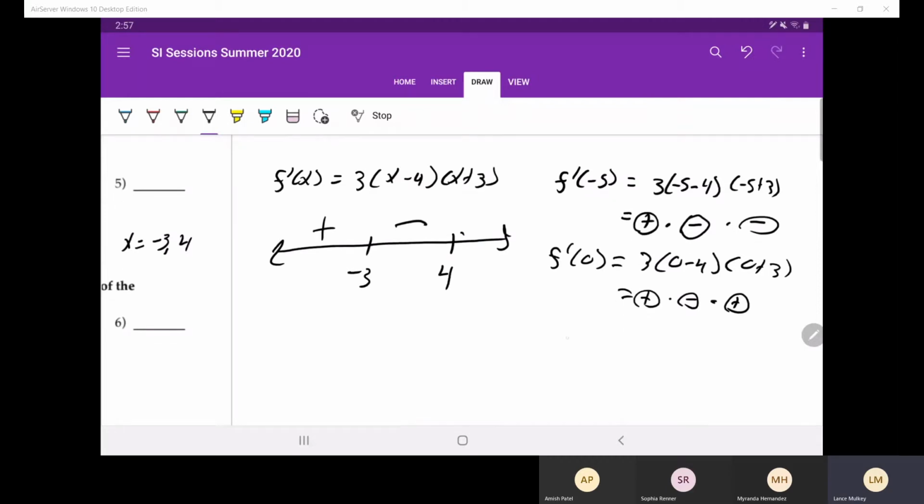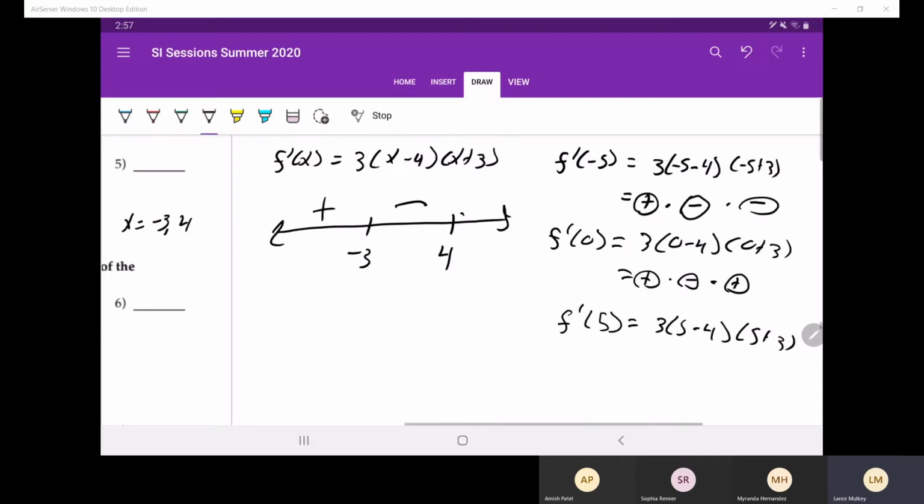All right, and then for f prime of something greater than 4, I'm going to use 5 again: 3 times 5 minus 4 times 5 plus 3 equals a positive times positive times positive. So it's increasing on that interval.